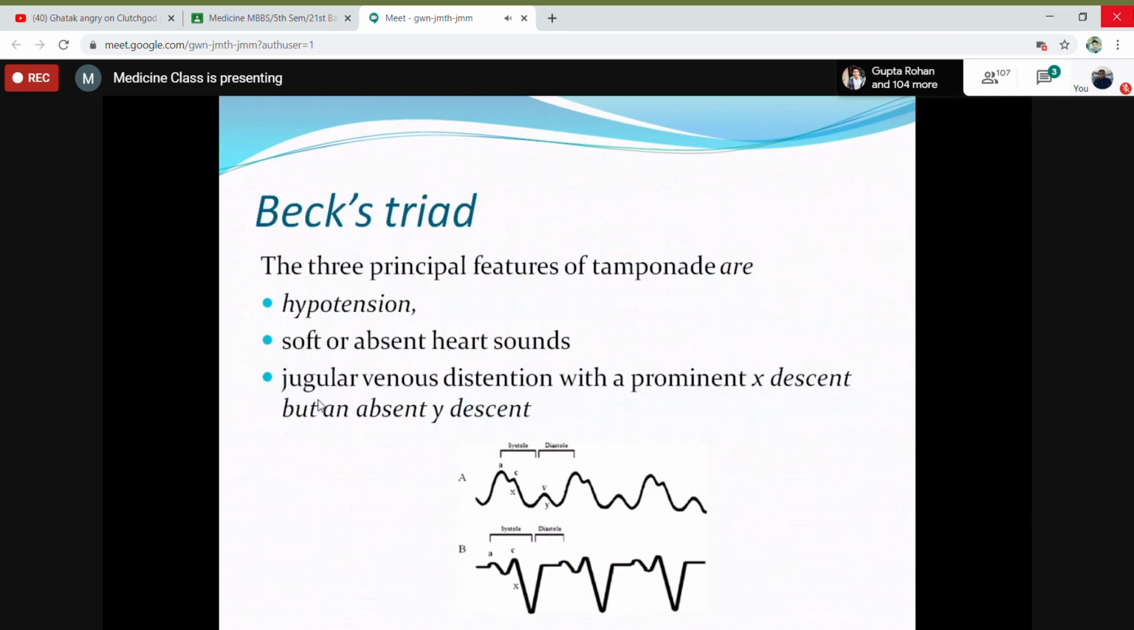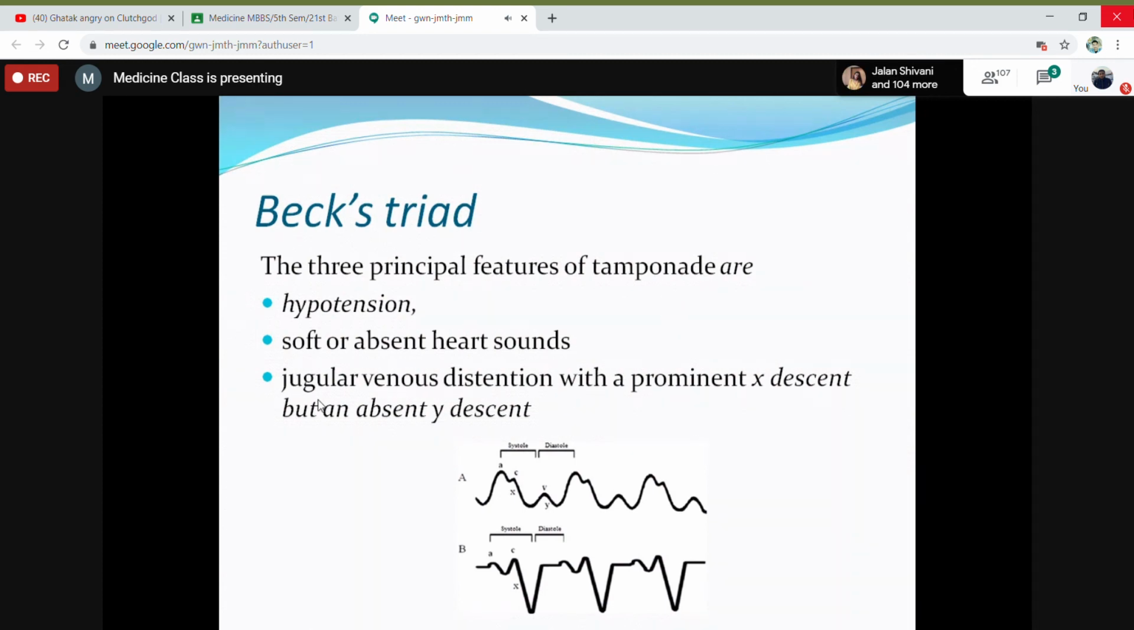Okay, so there is a term called Beck's triad. The three principal features of cardiac tamponade are hypotension, soft or absent heart sounds, and jugular venous distension or JVP with a prominent X descent but absent Y descent.